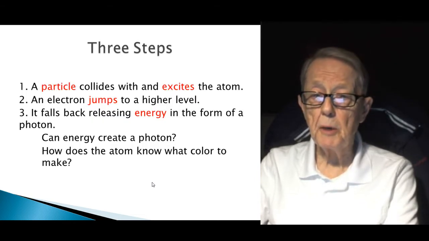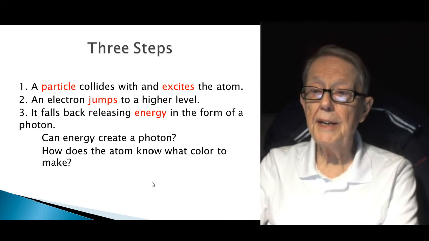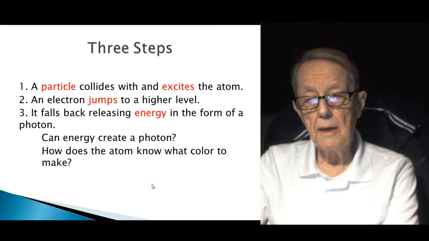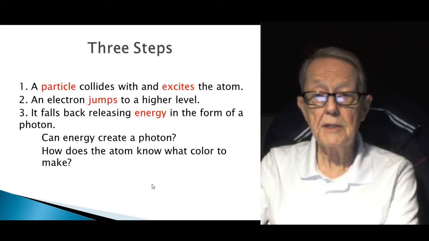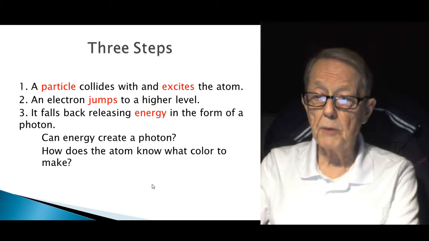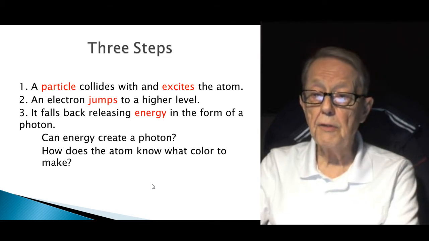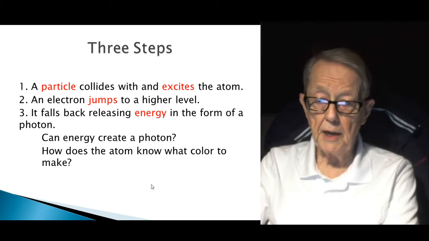The 3 steps are, they say specifically, a particle collides with and excites the atom. Now, that's an interesting thing. I'm not sure I ever saw an excited atom before, but that's what it does. The electron jumps to a higher level. It falls back, releasing energy in the form of the photon. That's the exact wording they use in that slide.